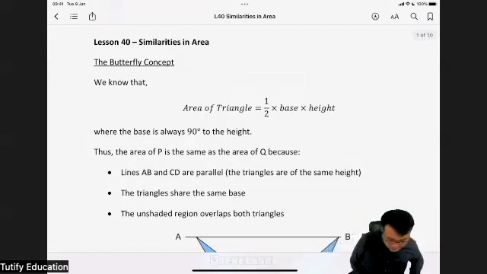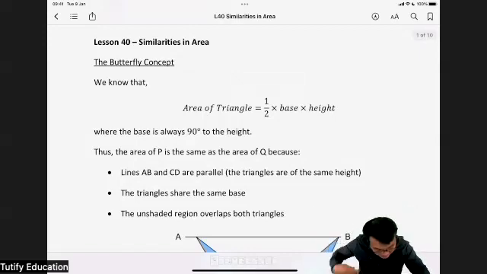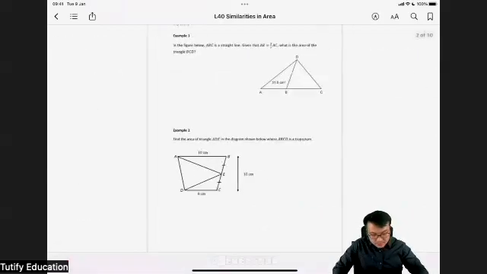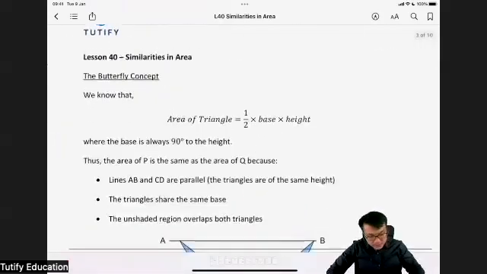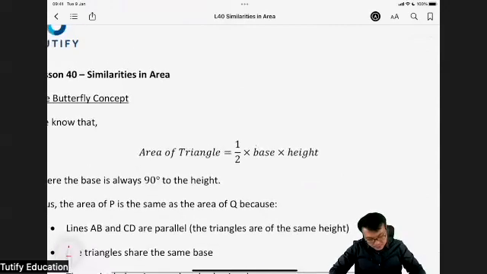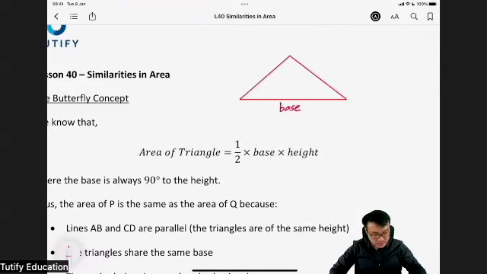So I'm sure we already know how to find the area of a triangle, don't we? In order to find the area of a triangle, let's say we have a triangle here. We need to make sure that we know the length of the base, and we also need to know the height of the triangle. And the height must always be 90 degrees to the base, okay? So this is the height.